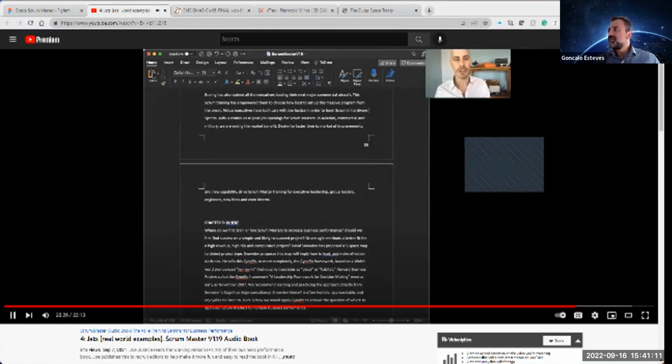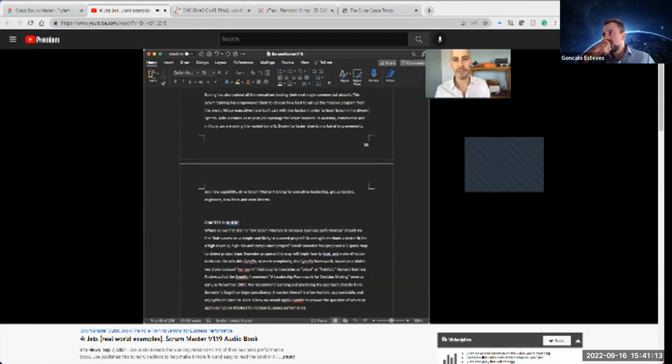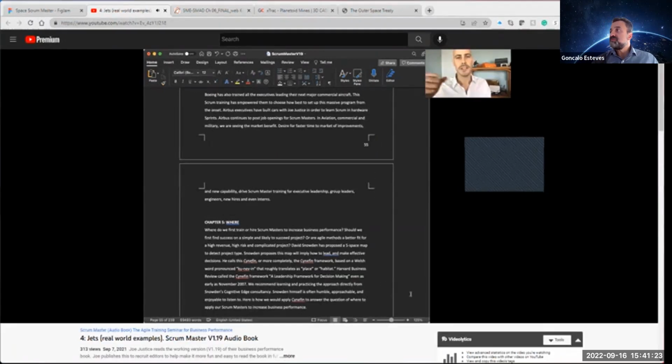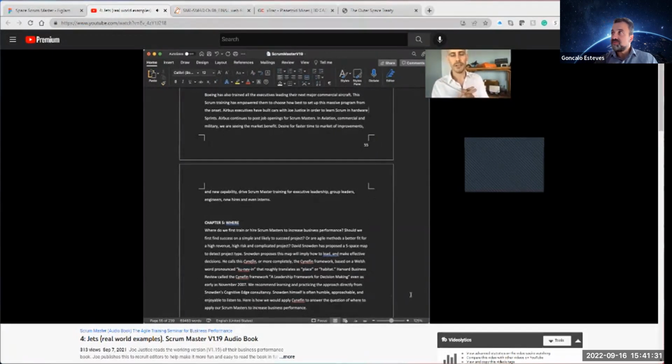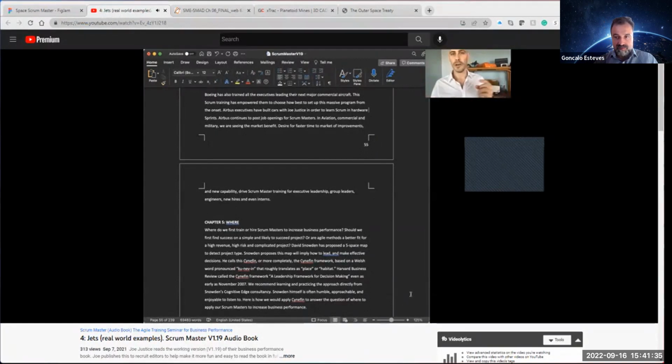In aviation, commercial and military, we are seeing the market benefit. Desire for faster time to market of improvements and new capability drives Scrum Master training for executive leadership, group leaders, engineers, new hires, and even interns. The takeaway of this section, if you're teaching this course or taking this course, is this Agile stuff, these short iterations, works even in the most complex systems humans know about, with hardware, software, vendors, government contracts, approvals, regulatory.